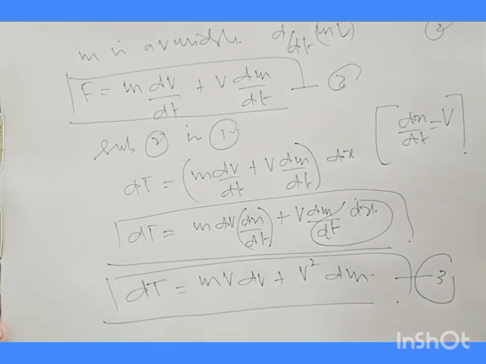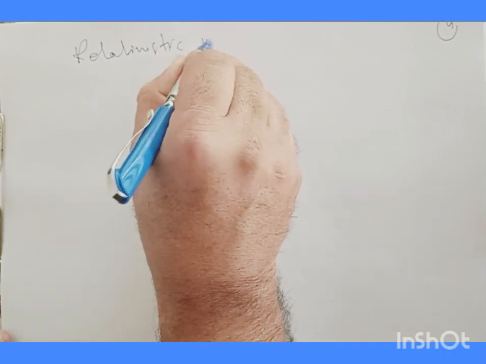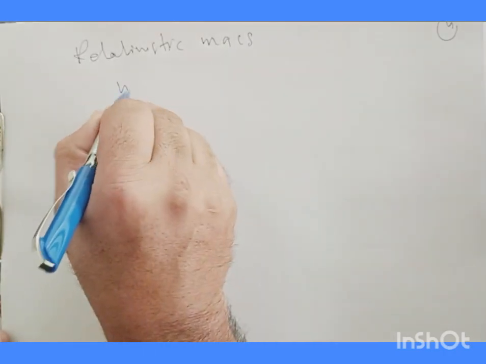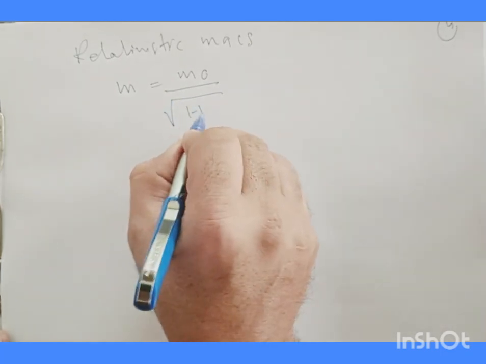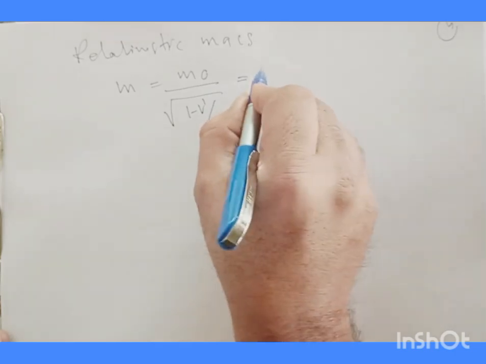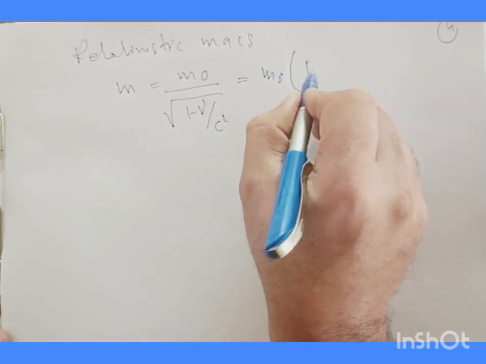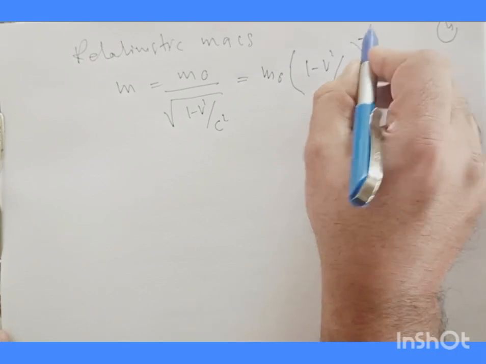Now, we have already developed a relation for relativistic mass. And what is that relation? The relativistic mass is m equals m naught divided by the square root of 1 minus v square by c square. Or I can say this is m naught times (1 minus v square by c square) raised to the power minus 1 by 2.